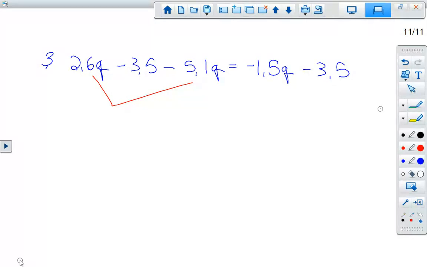The Q. Good. Wait for that Q. Good. So you guys getting a negative 2.5, and that still has the Q on it. Bring down the minus 3.5 equals negative 1.5 Q minus 3.5. Okay. Our goal is to get the Q by itself, and we got Q on both sides. So we're going to work on bringing this over to here. So how would we do that?